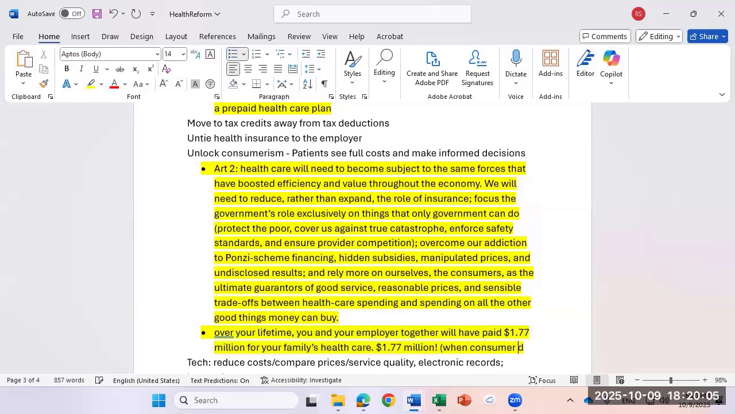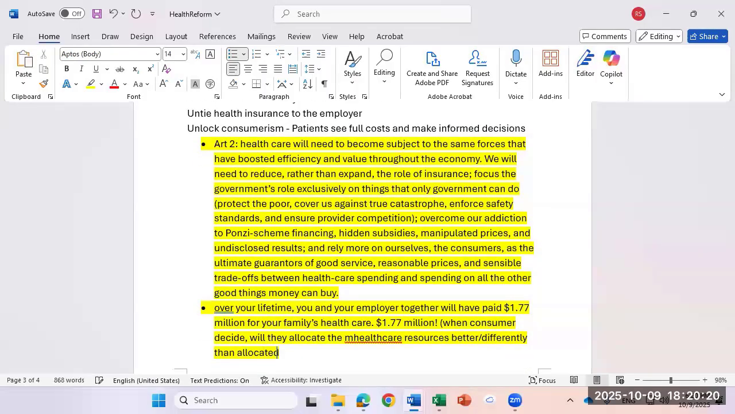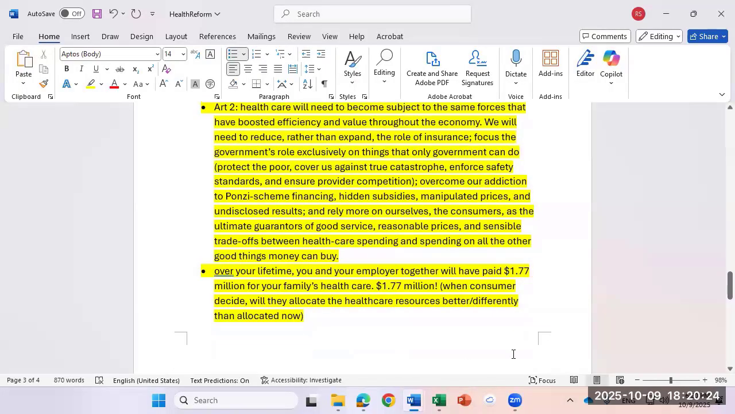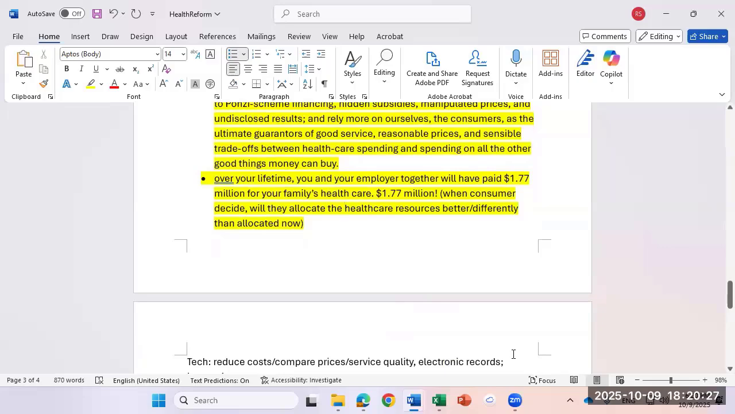When consumers decide, they allocate healthcare resources better, differently, and allocated now. I think it fits there. Anyone question why I'm putting it there?